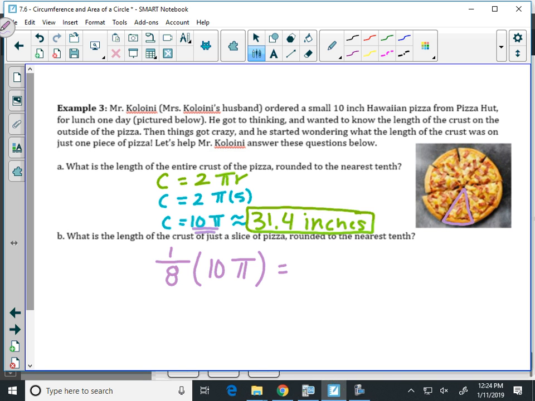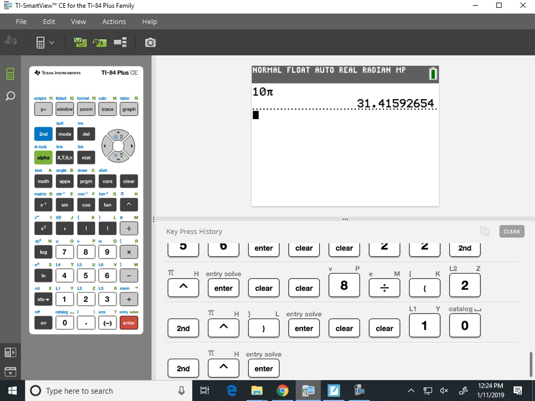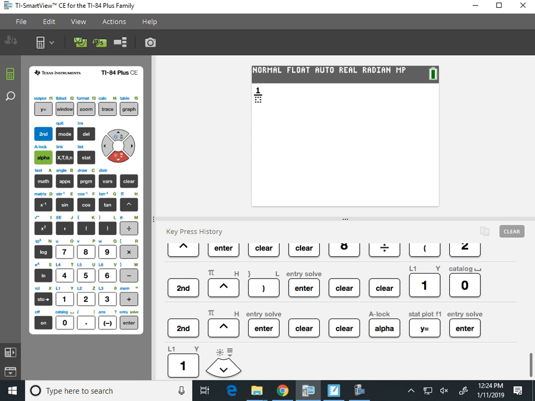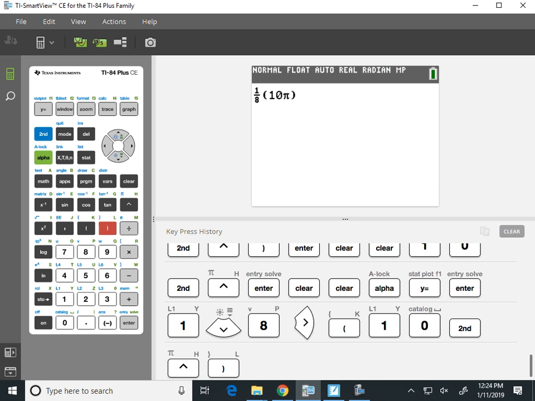So we type that in our calculator. The alpha y equal button is really helpful. We're going to do alpha y equals enter to get your fraction. 1/8 times the circumference, which was 10 pi. We're plugging pi in because it asked us to round. If it didn't ask us to round, we wouldn't be plugging pi in. And then enter. So the length of crust on one piece is about 3.9 inches.